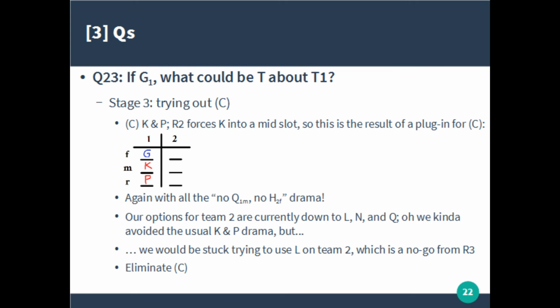So even without being able to see Q and L as something to gravitate towards, just trying out K and P and going down the list of rules, we always run into the H2 Q1 mid rule. So that would always bring us back to this situation where not being able to use H restricts the entities that we can use for Team 2 to L, N, and Q, and Rule 3 doesn't allow us to use L on Team 2. So that's why C doesn't work.